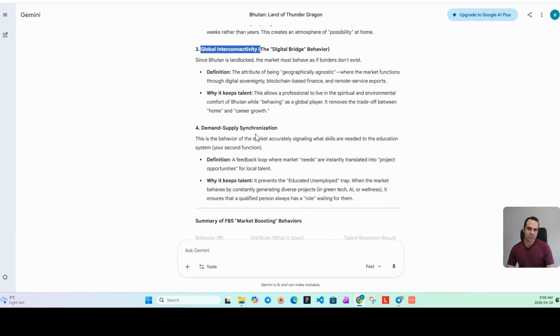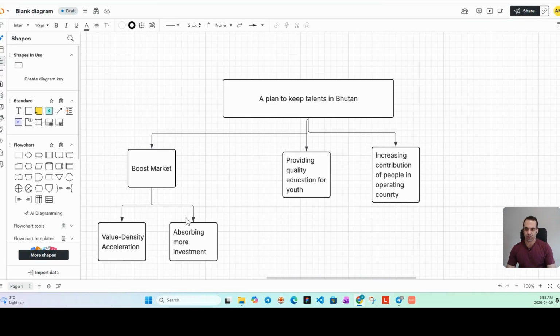Demand supply synchronization. This is the behavior of the market accurately signaling what skills are needed to the education system. A feedback loop where market needs are instantly translated into project opportunities. So demand supply synchronization is another feature that I think we should have here.